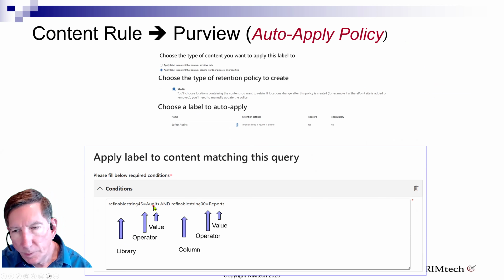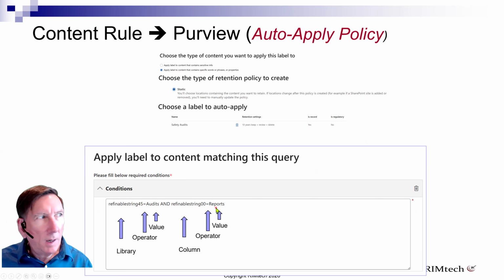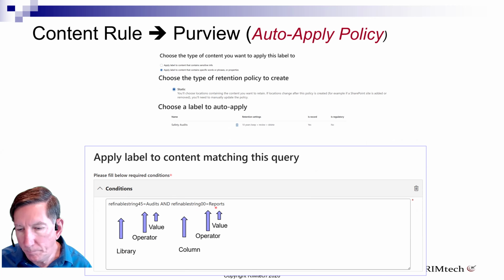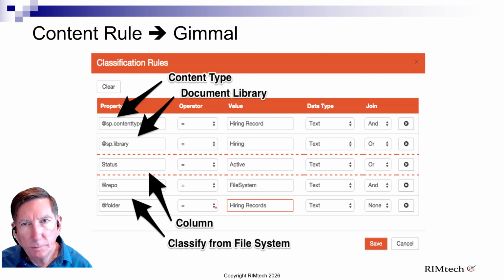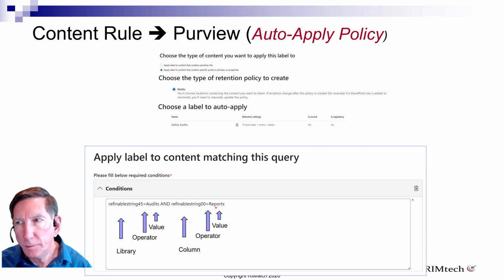Refinable string 45 equals audits, and refinable string 0 equals reports. Now, what does that mean? Well, refinable string 45 equates to the library. Refinable string 00 equates to a column called document type. So this really means library equals audits and doc type equals reports. This is a tiny miniature, almost programming language called KeyQL. So vastly different approaches, but they all do exactly the same thing.